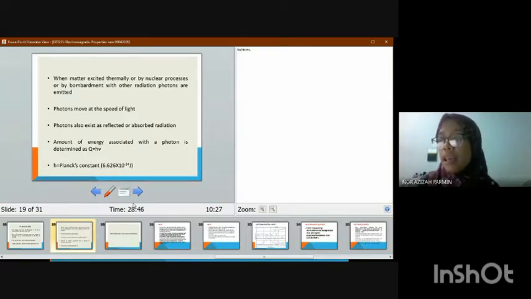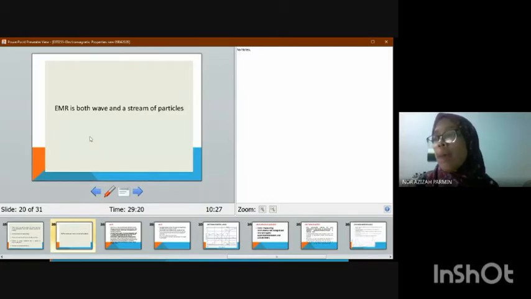Okay, the amount of energy associated with a photon is determined as Q. Ni dia punya equation untuk amount of energy. H multiply by B. So H is the Planck constant. So nanti ini untuk calculation ni saya akan buat, I will do in the tutorial. But, okay. So this one you need to know. This constant is usually used. Okay, so EMR is both wave and a stream of particle.